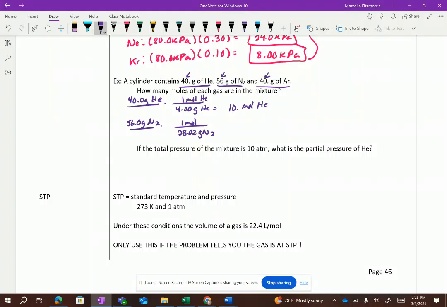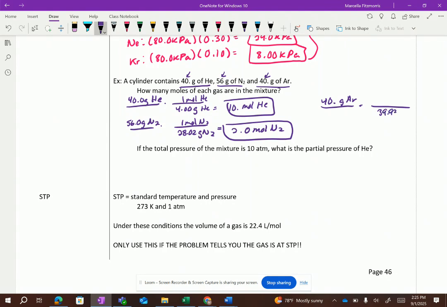The pressure of a particular gas. So in this case, the pressure of helium equals the pressure of the total times the mole fraction of helium. This equals the pressure total times this mole fraction of helium. Okay. So make sure that's a dot here. This is multiplication here. Okay, there we go.